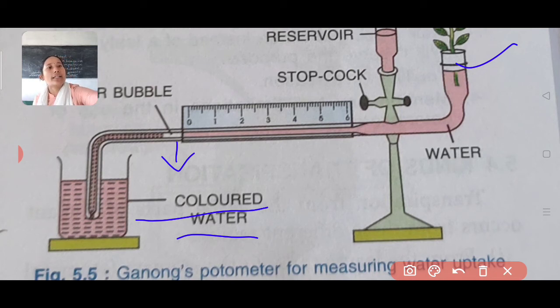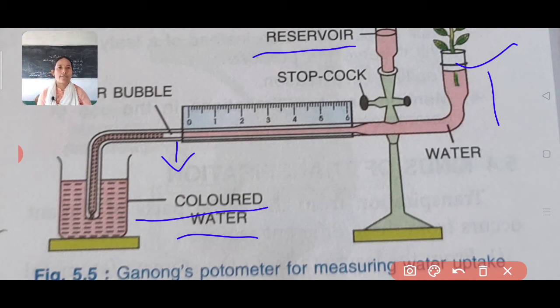Whenever water is being lost through the leaves of this shoot, what will happen? It will need more water, so it will be taking up more water from this particular part through the suction force. So whenever it is absorbing more water from this region, this air bubble will be moving. Here you have a scale which will show you the amount of water that has been absorbed. And this air bubble, wherever it goes and settles down, that much amount of water has been absorbed by this particular shoot.